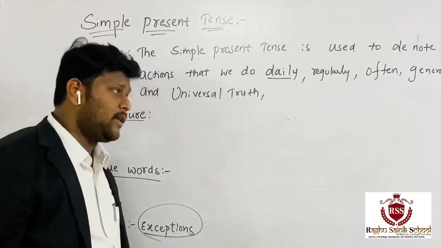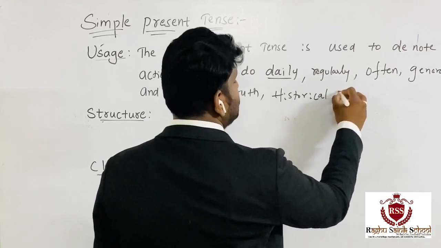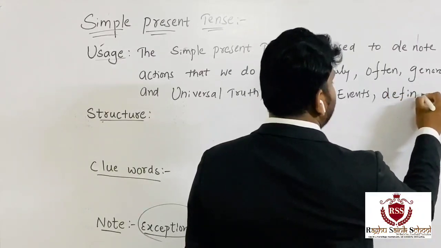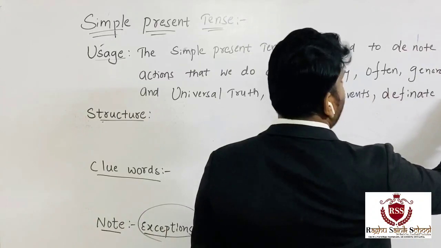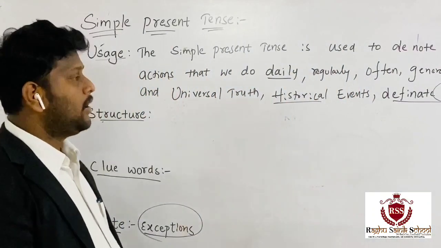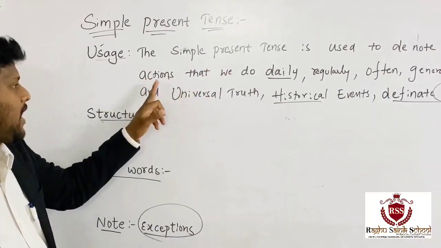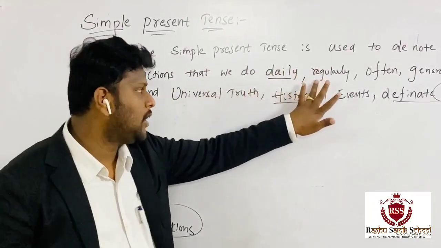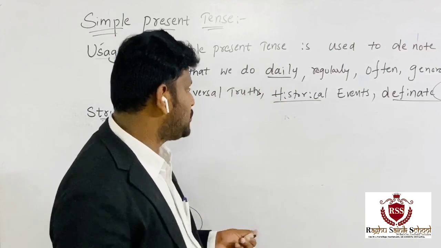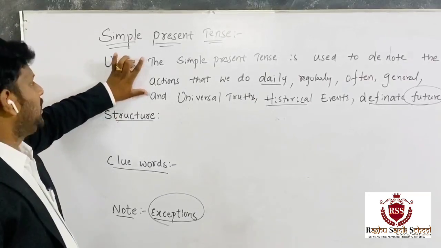And there are also other ways to denote historical events and a definite future. Again, we will present tomorrow. I will discuss each and everything about the usage. So, what is the usage of the simple present tense? The simple present tense is used to denote the actions that we do daily, regularly, often, general and universal truths, historical events and definite future. Okay.